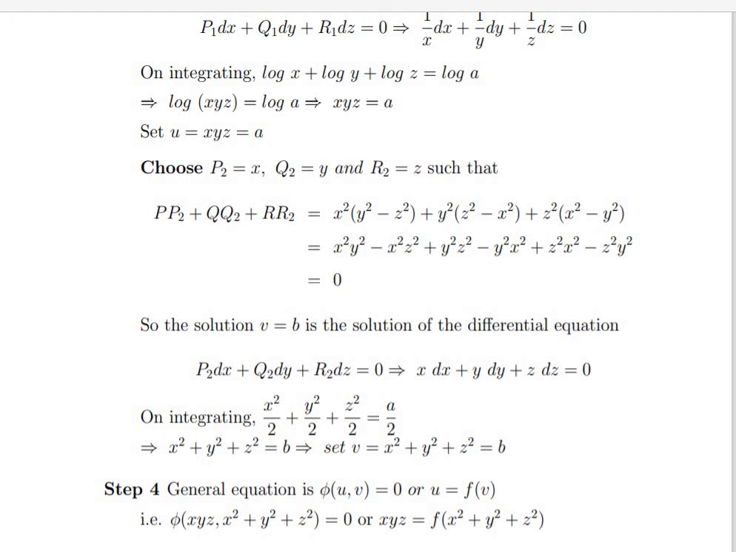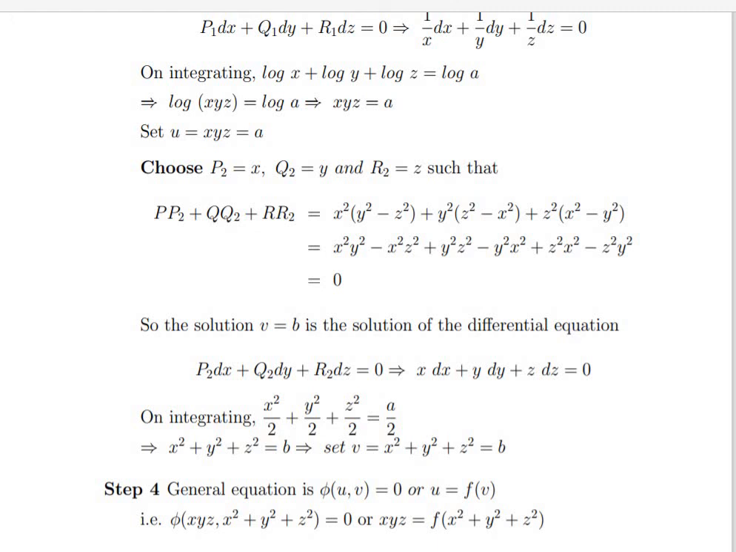That is x dx plus y dy plus z dz equal to 0. On integrating, we will get x square by 2 plus y square by 2 plus z square by 2 equal to b by 2, which implies x square plus y square plus z square equal to b. Hence here we will set v as x square plus y square plus z square equal to b.